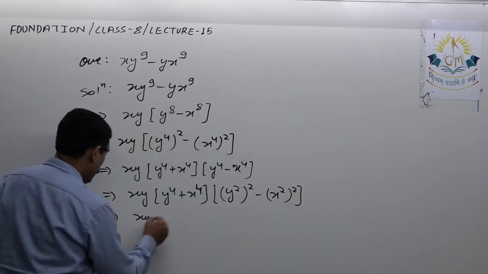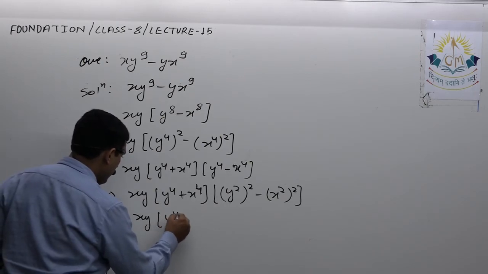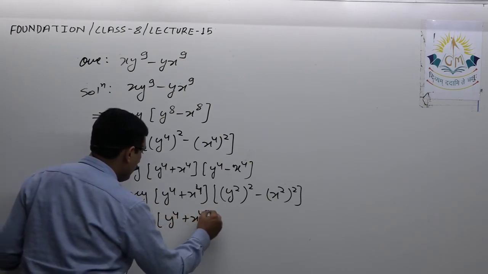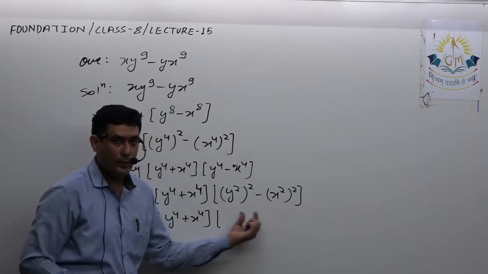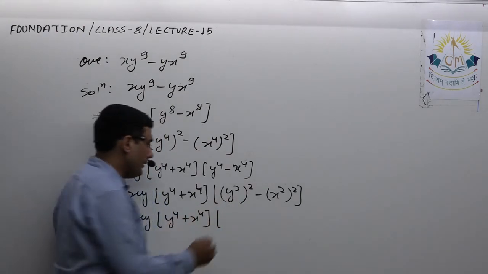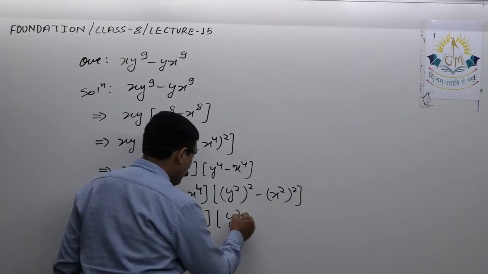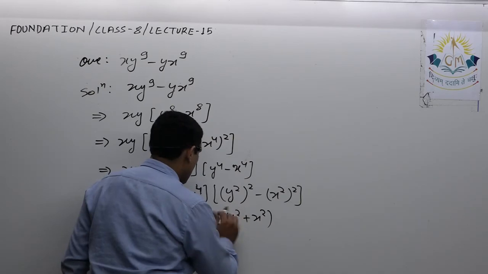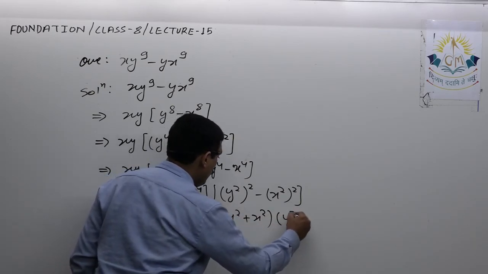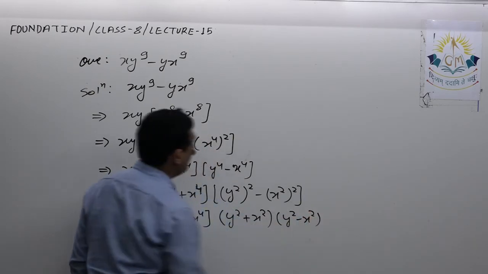Okay, so xy, y raised to 4 plus x raised to 4. Over here again, a square minus b square, that is (a plus b)(a minus b). So (y raised to 2 plus x raised to 2)(y raised to 2 minus x raised to 2).